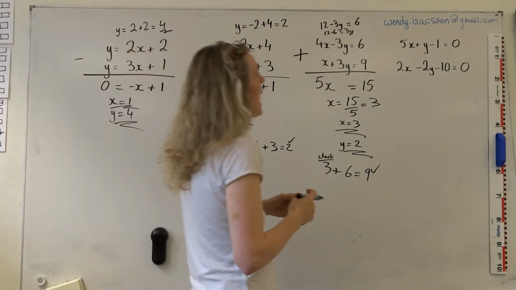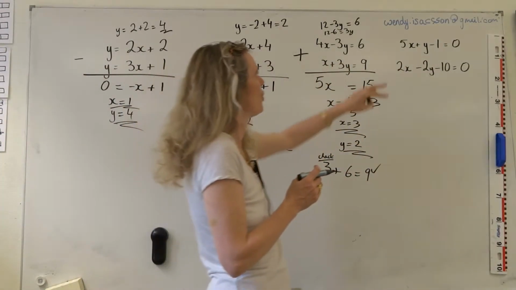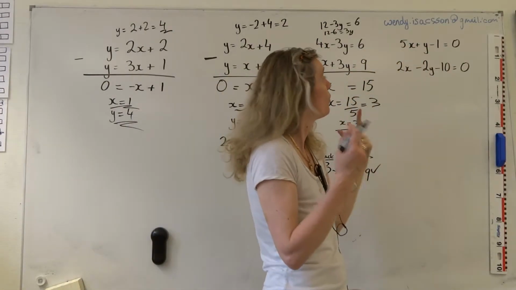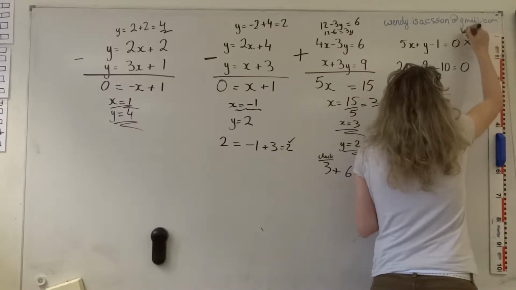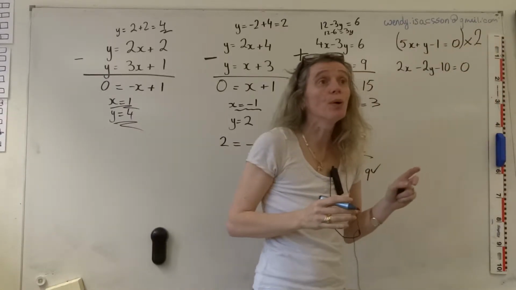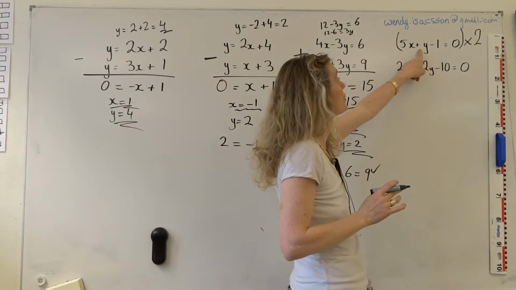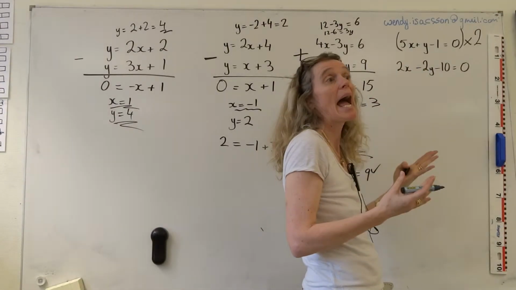When it comes to the last one, well, here I can't do anything directly because I've not got the same number in front of x and I've not got the same number in front of y. But what can I do? If I multiply the whole of this equation by 2, multiply everything by 2, I'll get plus 2y there. And down here I have minus 2y. So then I can add everything.